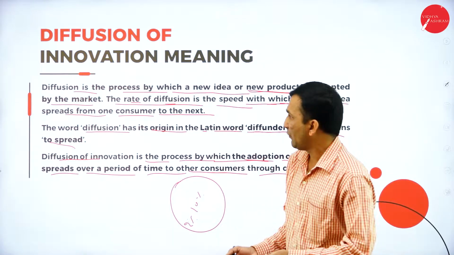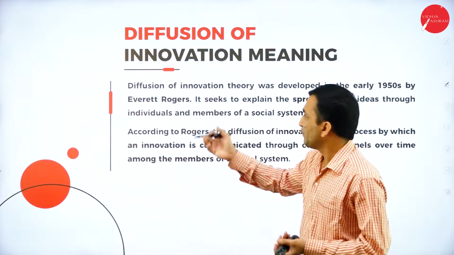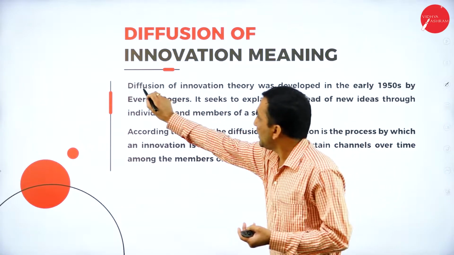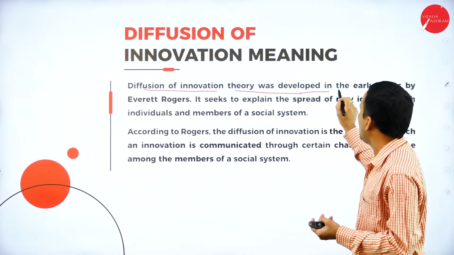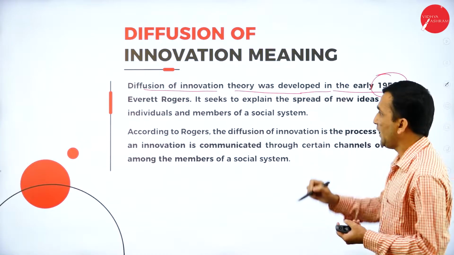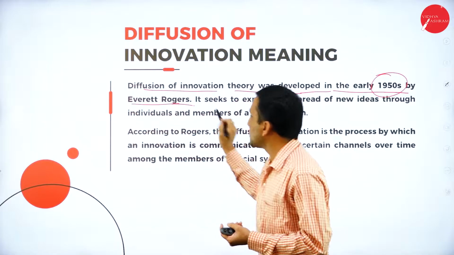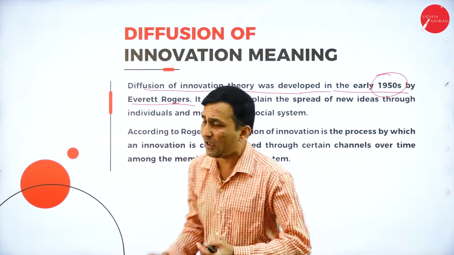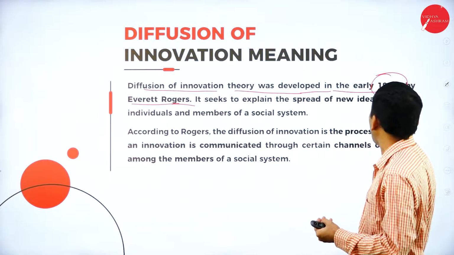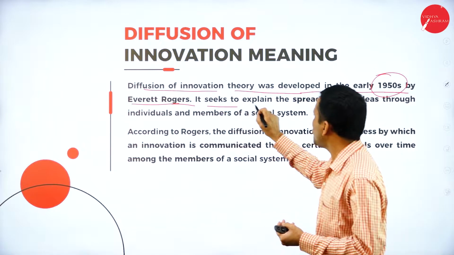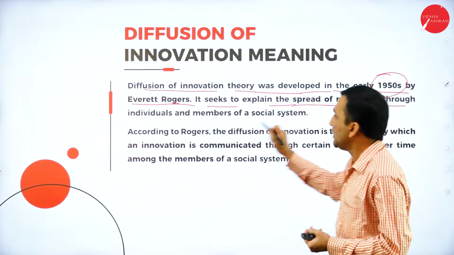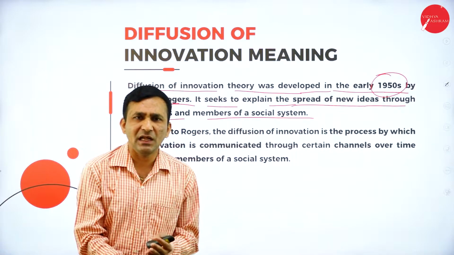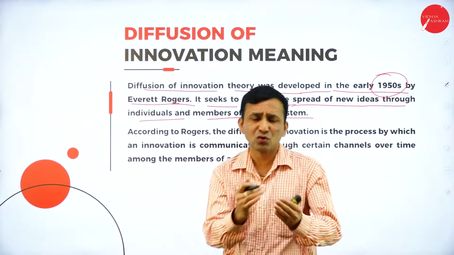Moving forward to the definition. The diffusion of innovation theory was developed in the early 1950s. Everett Rogers developed this diffusion of innovation theory. It explains how a new idea spreads through the individuals or members of a social system. Any product is offered with the help of fulfilling the society requirement or social requirement.